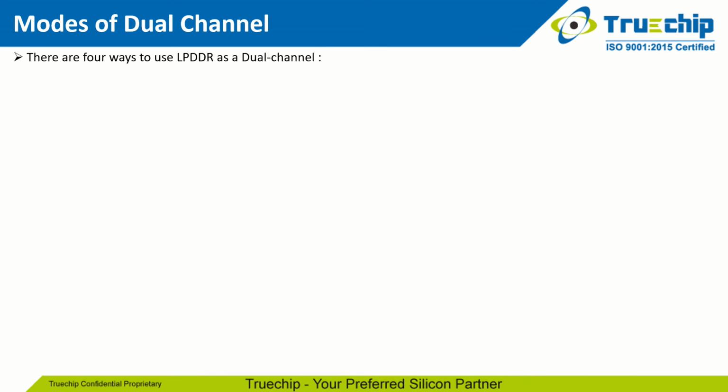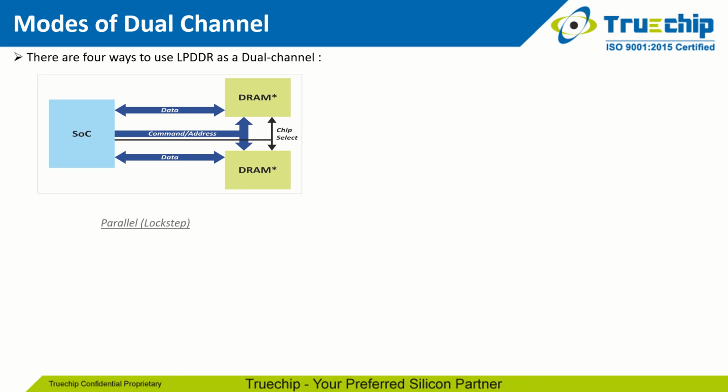Here we are showing 4 different possible ways that dual channel or multi-channel are used and work if we have 2 DRAMs available for LPDDR data transactions. The first one is a very familiar configuration if you used the DDR models in the past. The first one is the parallel, or we can say lockstep model. In this parallel lockstep configuration, we have 2 DRAMs of 2 channels of LPDDR. They are connected to the same command address bus, same chip select signal, but each will have an independent data channel.